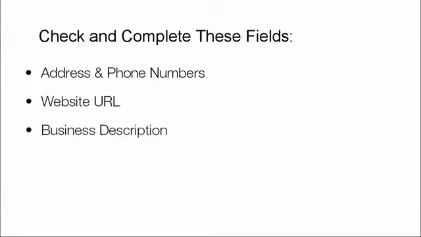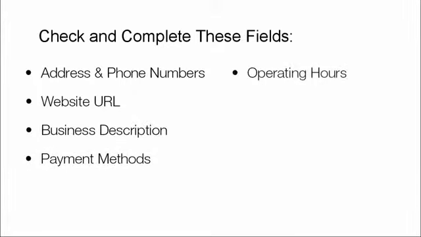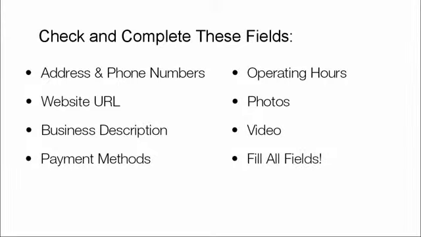You'll be able to add a business description, the payment methods you accept, and operating hours. Use as much space as you can in the description and make sure you get good keywords in there. Add as many photos as you can and even video where available. In fact, fill all the fields you can. Put as much information into your listings as possible. Fill in all fields and fill them in as fully as possible.